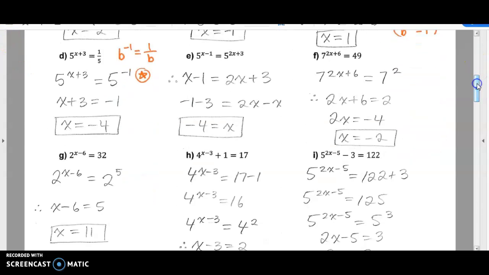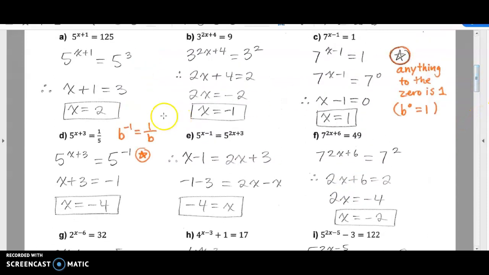Okay, so you can always check your answers by taking whatever your answer was. So in this case, x equals 2, and plugging into the original equation and see if that will equal. So if I plugged in 2 here, I'd have 5 to the power of 2 plus 1. So 2 plus 1 is 3, and then 5 cubed is 125. So that tells me I've done it right.